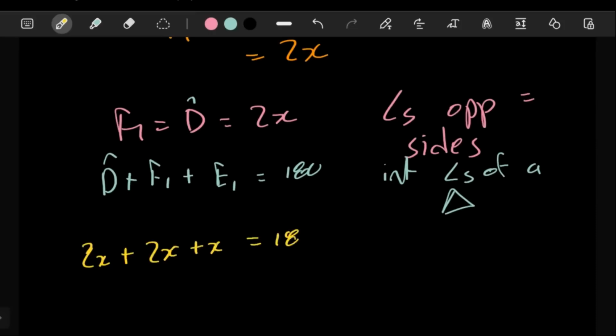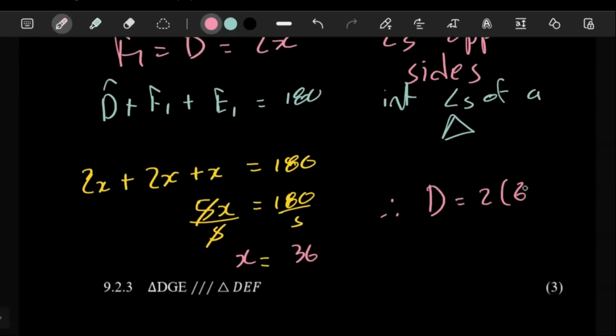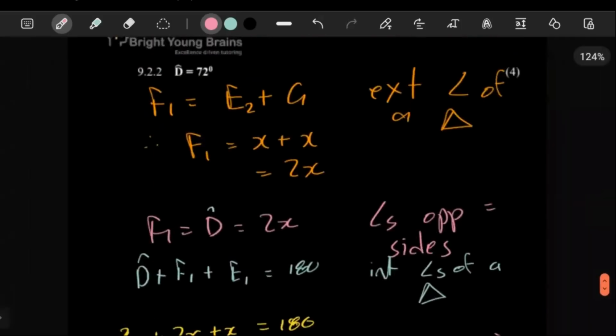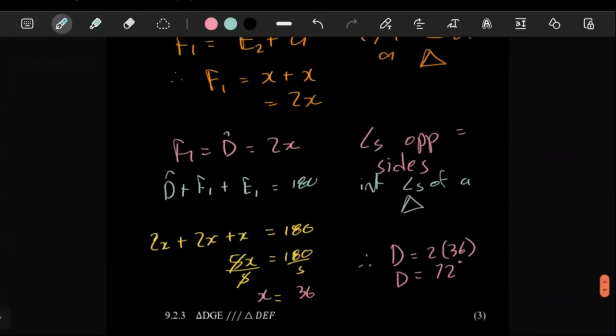And then if you solve for x, there's 5x equal to 180. Then divide by 5, which gives you 36. So x is 36, and therefore D is equal to 2 times 36, which gives you 72. They'll give you a whopping, how many marks? 4. If they had made it 5 at least, but oh well, we got our answer, so we really don't have to cry too much.